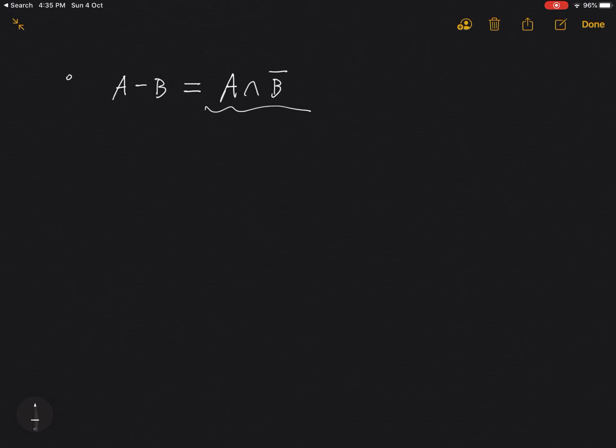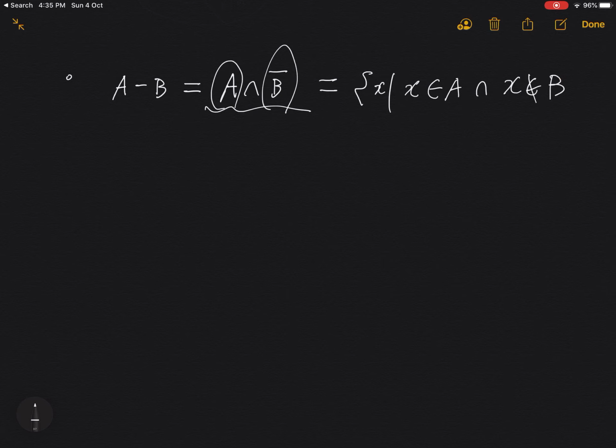This means the elements in A but not in B. Okay, and then we can recall we have an implicit way to describe the set. We have X, and X needs to satisfy that it is in A but this element is not in B.